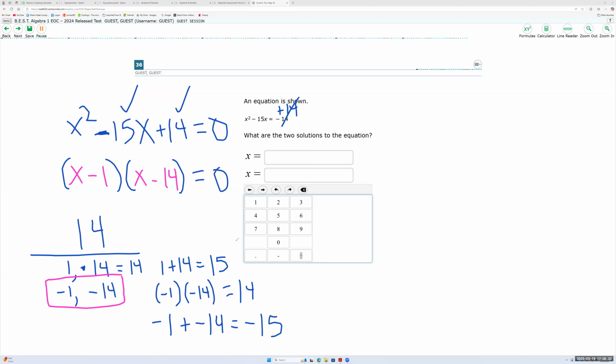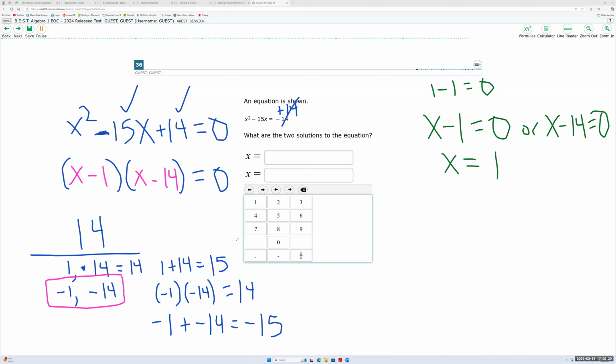Continuing on the other side, this means that either x minus 1 is equal to 0 or x minus 14 is equal to 0. And by adding 1, I know that x will be equal to 1. Also, 1 minus 1 is 0, right? So x is 1. And then add 14 and you get x is equal to 14. These are the two answers, 14 and 1.